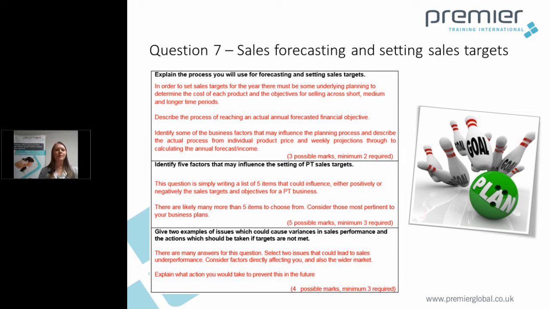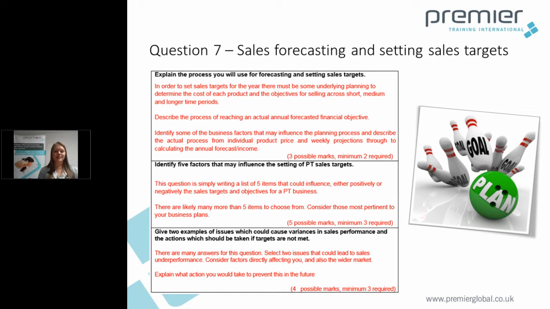An example could be competition in the local area. Another broader category could be the current financial climate, the economy. There are many things that you could use. You just need to list them for the 5 marks.